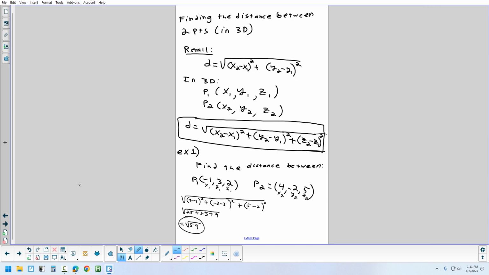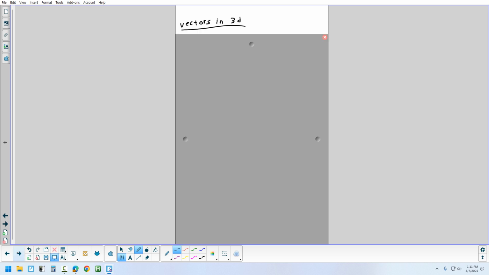Okay, so that's the only formula we're doing today that is not vector. It's a 3D formula, but it's an easy one, just to get us used to working in 3D. Now we're going to work with vectors in 3D.